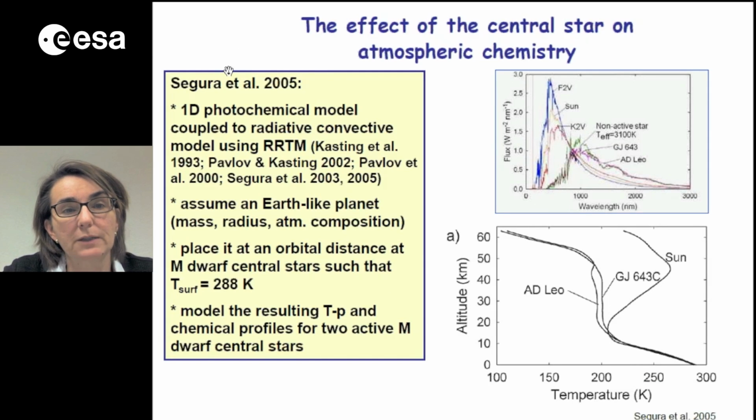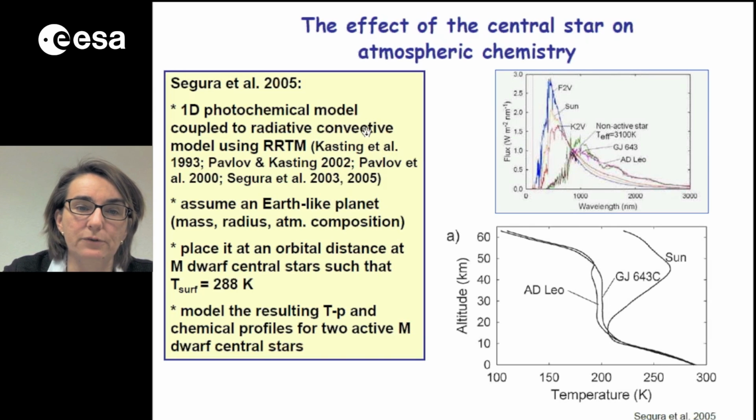Well, a pioneering paper trying this for planets around M dwarfs was done by Antigona Segura in 2005, who used a 1D photochemical model to compute the radiative transfer of an Earth-like planet in orbit around the M dwarf stars. So you see here again the input spectra that were taken of solar-like stars and here of M dwarfs in comparison. And here the resulting temperature profile.